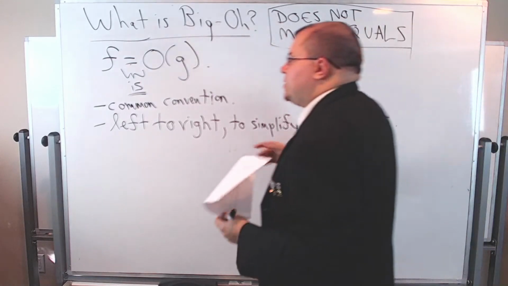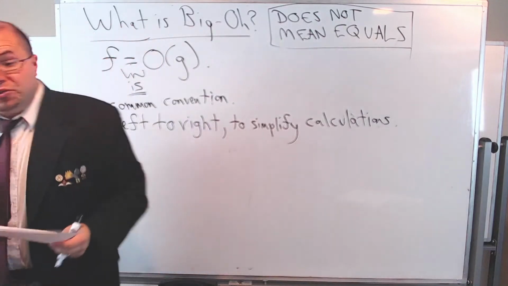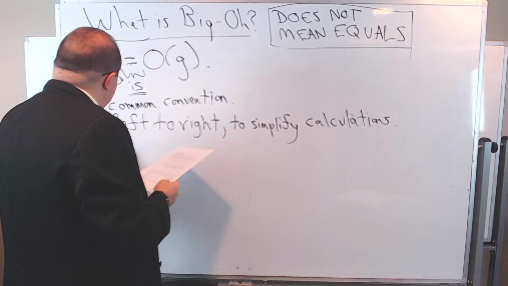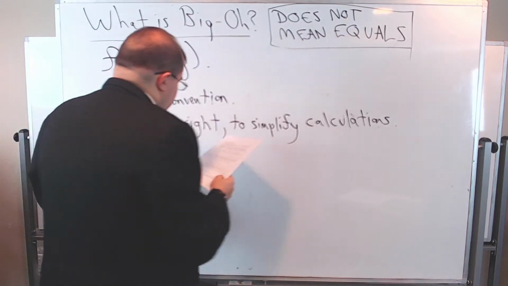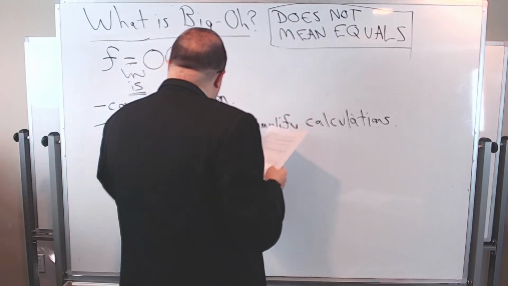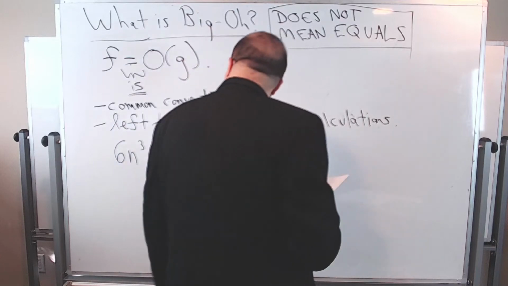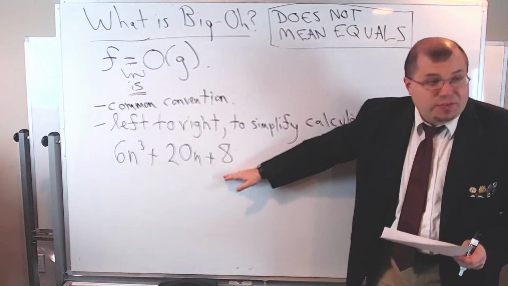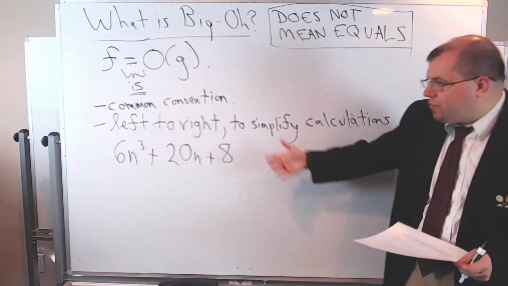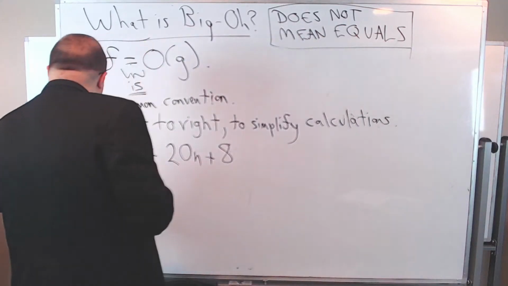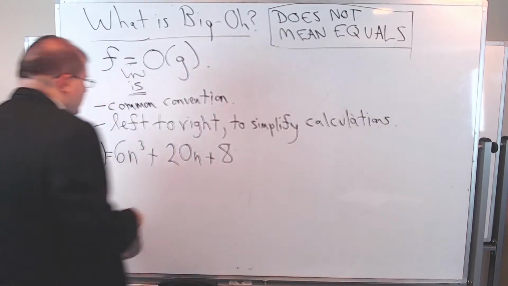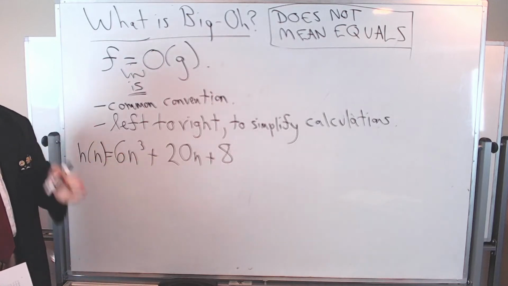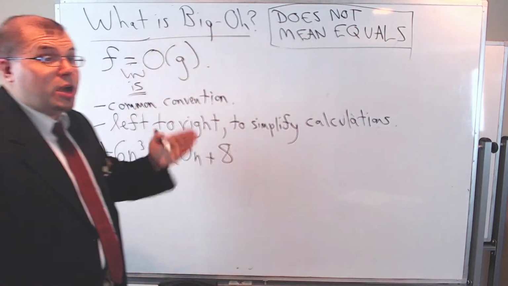You'll find that this notation is pretty useful when I give you things that look like this. Say, for example, I give you 6n cubed plus, say, 20n plus 8. Suppose I gave this function a name, like h of n. I'll do that right now. So this is h right here. And I want to know what its relationship in terms of big O is.